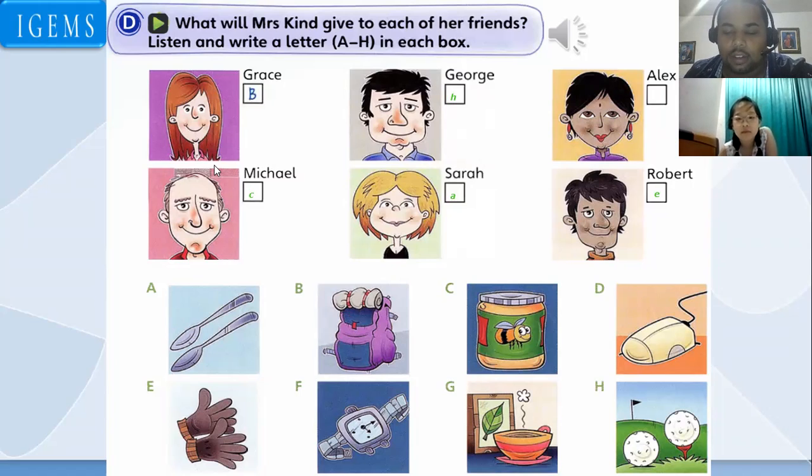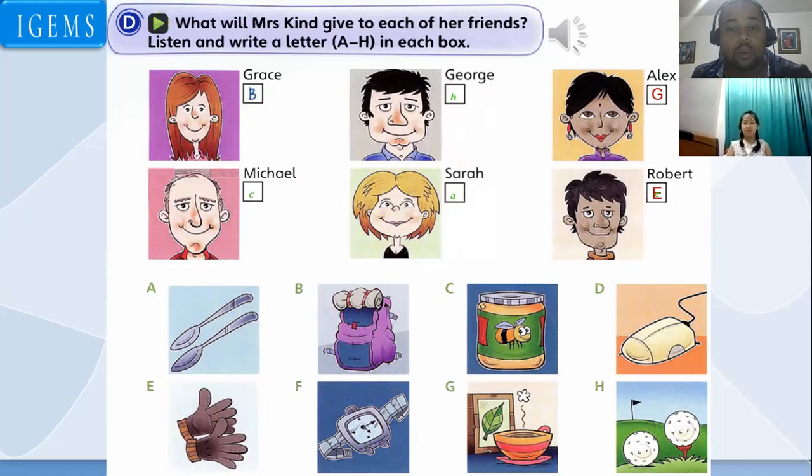And what about Alex? What's Alex's present? That I don't know. All right. Alex's present is actually the cup of tea. All right. And what about Michael? Michael will have honey. Michael's present will be honey. That's correct. A jar of honey.